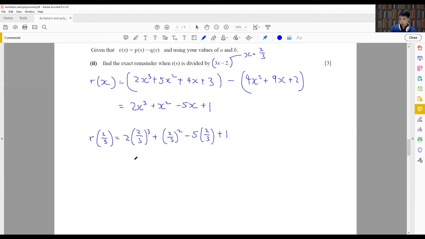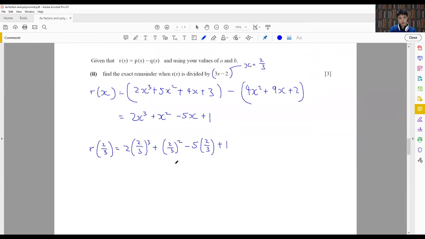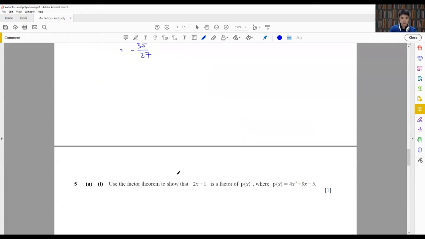Simplifying this equation, I'm going to use the calculator. 2 times (2 over 3) to the power of 3 plus 4 over 9 minus 10 over 3 plus 1. You would end up with a fraction. In this case, the remainder would be negative 35 over 27.